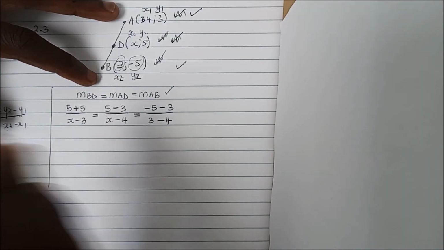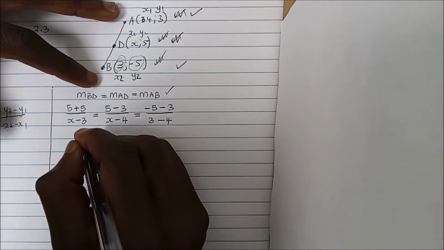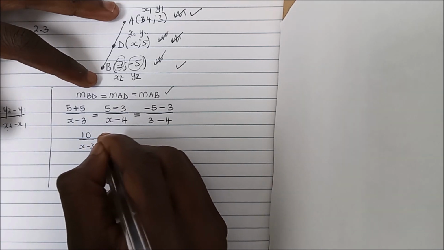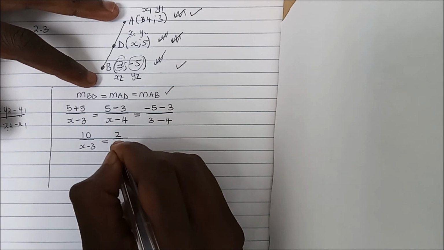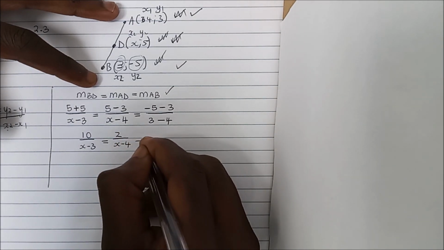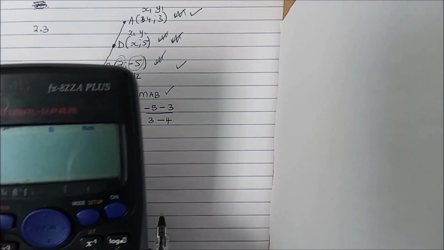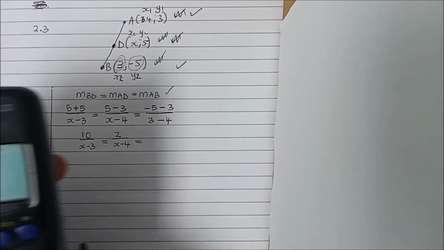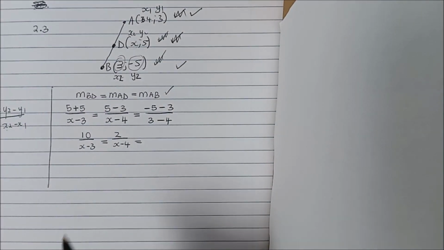So now let's try to simplify, to clean up this thing. So now what is 5 plus 5? That is 10 over x minus 3 being equal to, and then what is 5 minus 3? That is 2 over x minus 4. And then that one, since we have numbers, we can substitute it into the calculator. So we have negative 5 minus 3 all over 3 minus 4. What's the answer? The answer is 8.